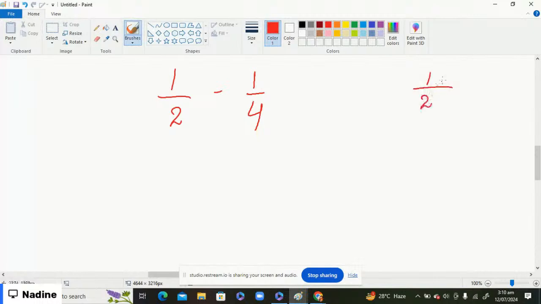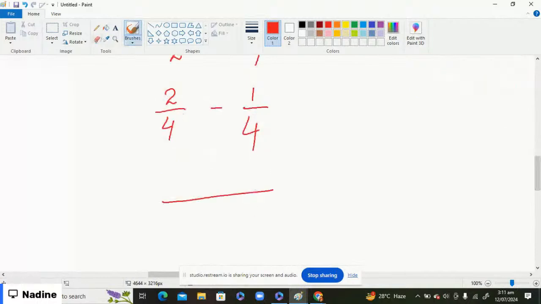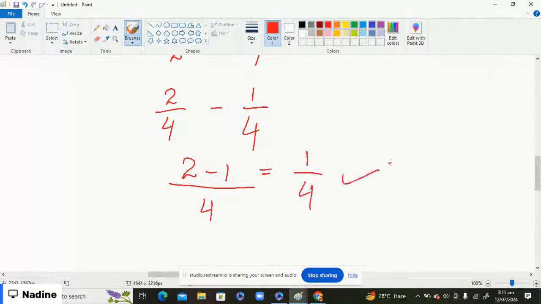Multiply and divide with which number? With 2. So 1 times 2 is 2 and 2 times 2 is 4. Okay, so let's put it out here: 2 by 4 minus 1 by 4. Now let's solve. In place of 1 by 2, I'm going to put 2 by 4. Here just 1 by 4. Now 2 minus 1, subtracting their numerators. 2 minus 1 is 1 by 4, which is the answer.